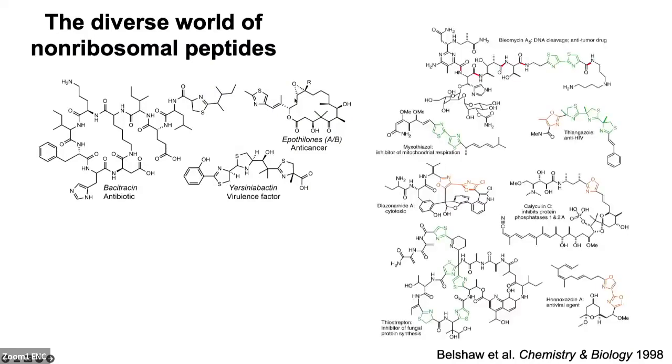You may have heard of penicillin. But the common thing that binds them all are these red bonds, which basically are the peptide bonds. And also you have heterocyclization, which creates more chemical diversity in terms of creating oxazoline and thiazoline rings by cyclodehydration.